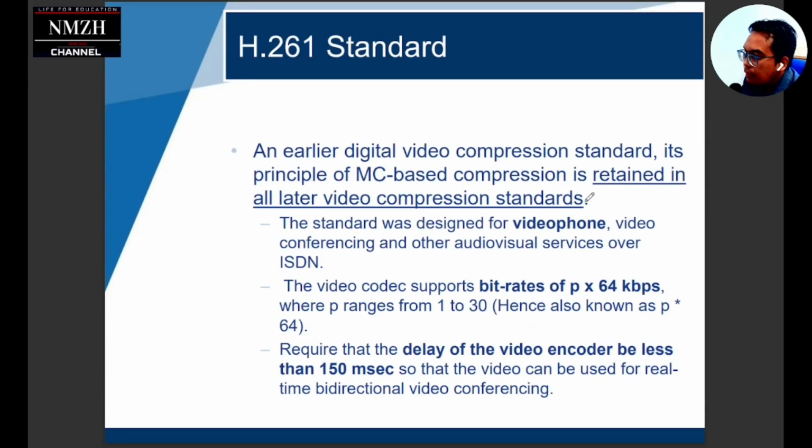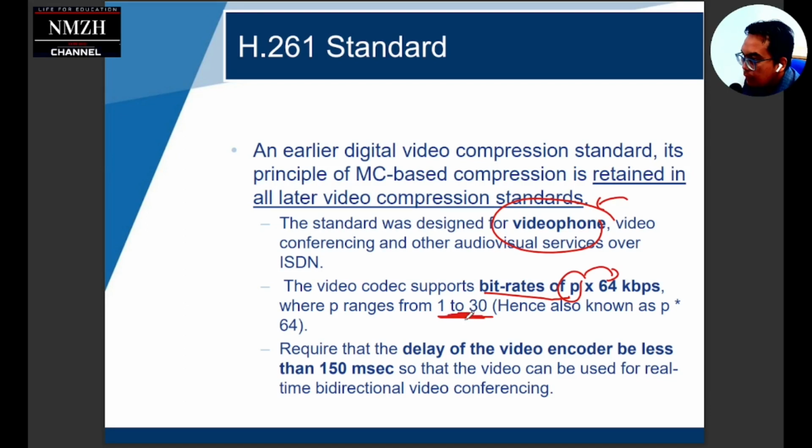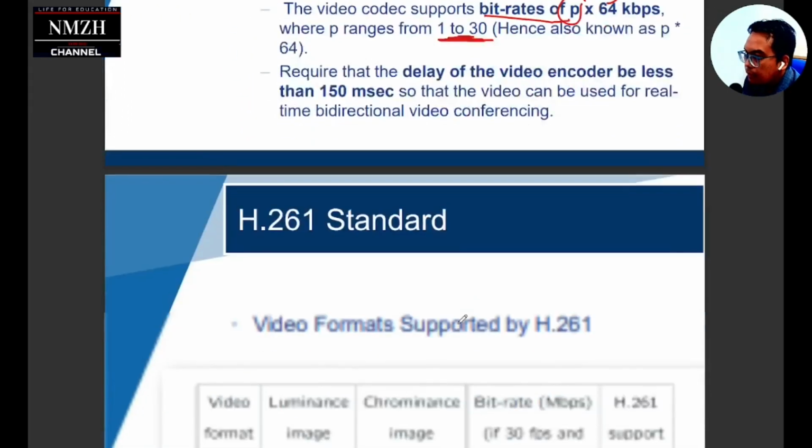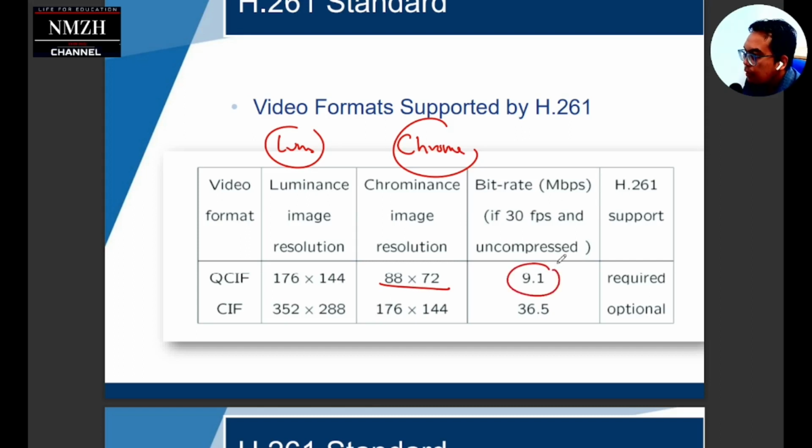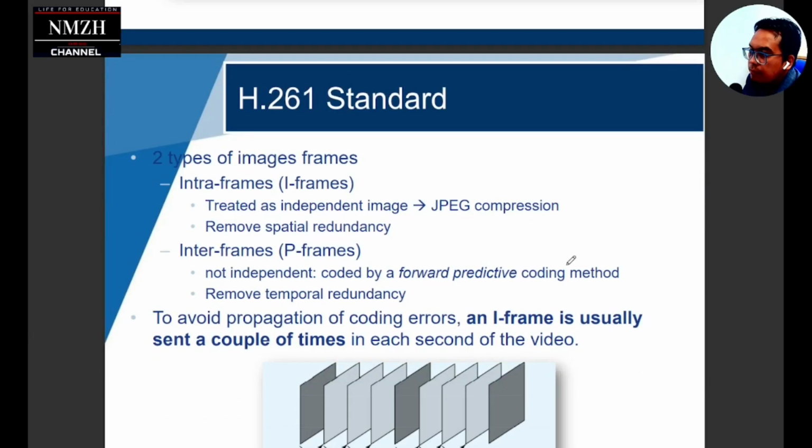So the standard basically happened when the video phone application came in. So the bit rate is P times 64 kilobits per second, where P is 1 to 30. Okay. So we have the luminance. Okay, this one is chroma. So this one is luminance. Okay. So we have 88 times 72, whereby the bitrate is 91, and so on. Right?